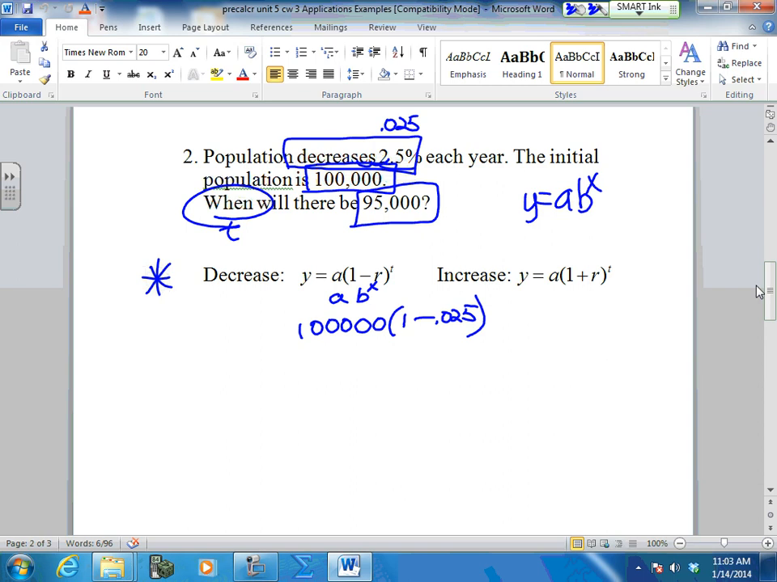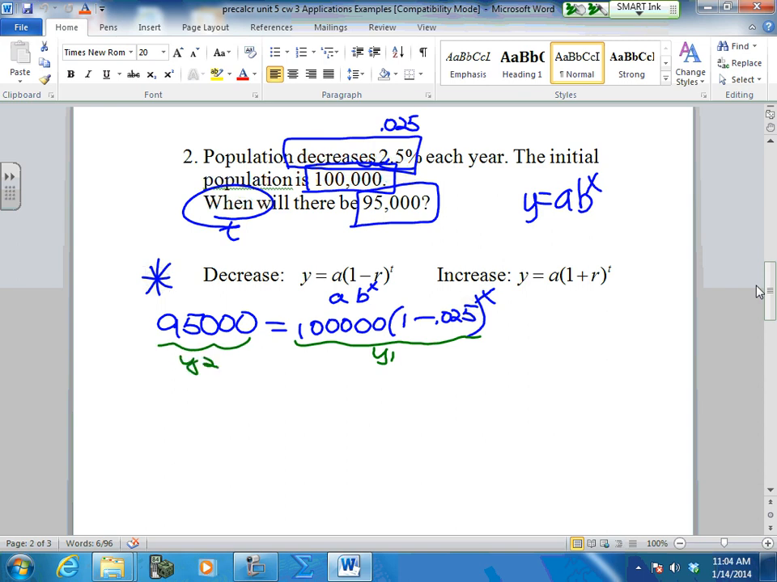And I don't know how long this will take me. There's no cycle to this. And I want to know, when do I end up with 95,000? Again, my variable is my exponent. Algebraically, we need a log to solve this. So we're going to use the graph. So we're going to go to our graph. We're going to put y1, y2.